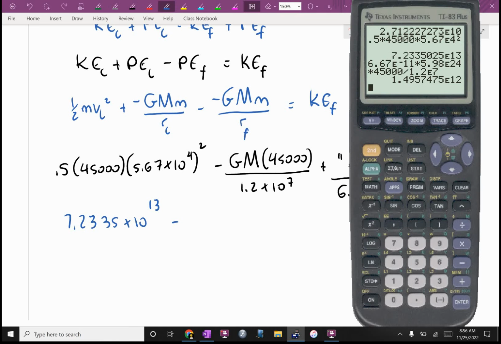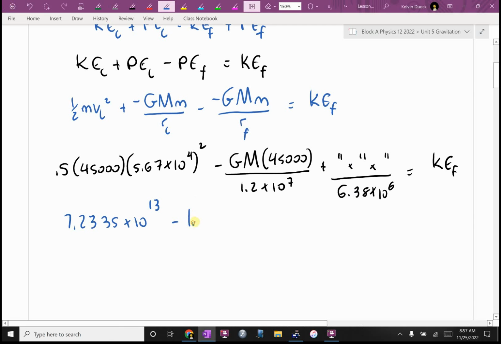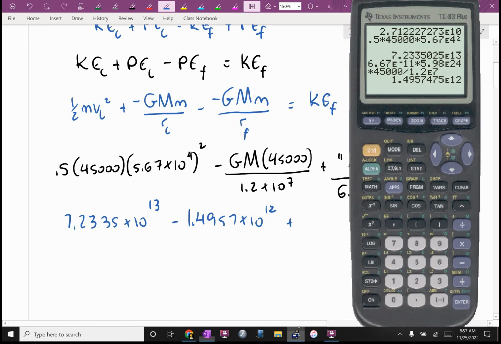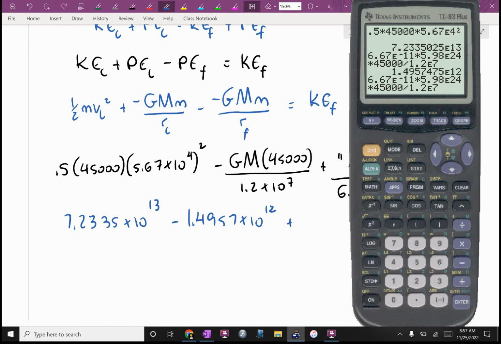For the second term, you get minus 1.4957 times 10 to the 12th. And then plus, I can backspace and edit. I think I just need to change the radius, 6.38 times 10 to the 6th.